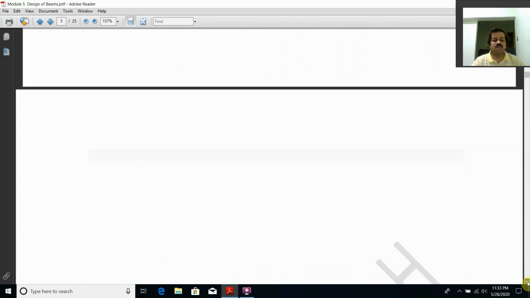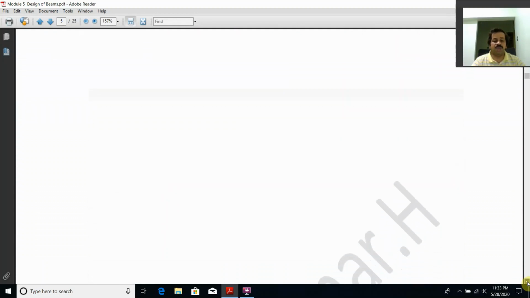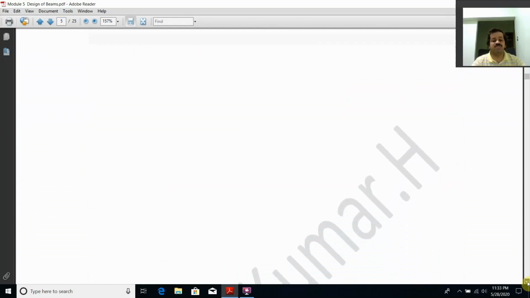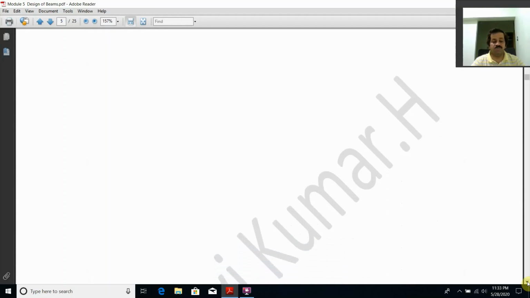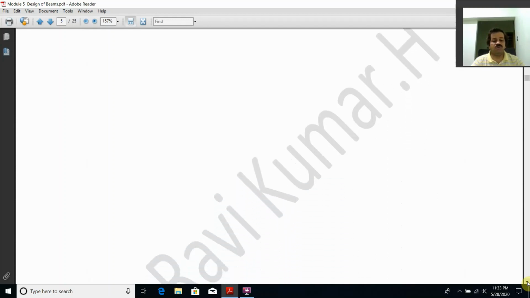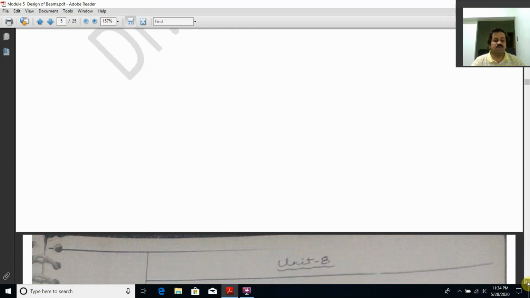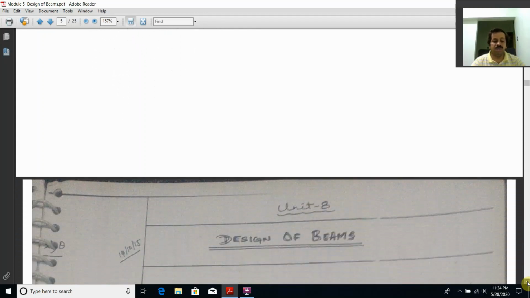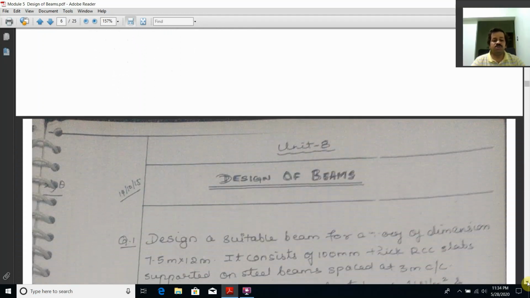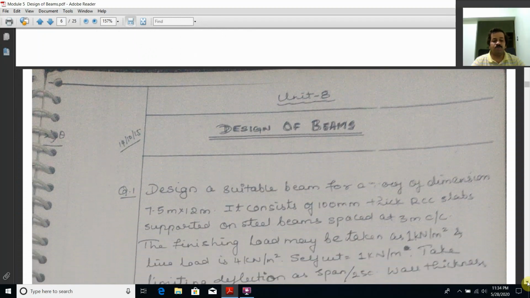Here we'll be talking about a problem which we discussed in the 5th semester, design of a T-beam, where a classroom of some dimension, 7 meter by 15 meters, and beams spaced at 3 meters center to center will be given, and your job is to design the beam. So this is the problem.